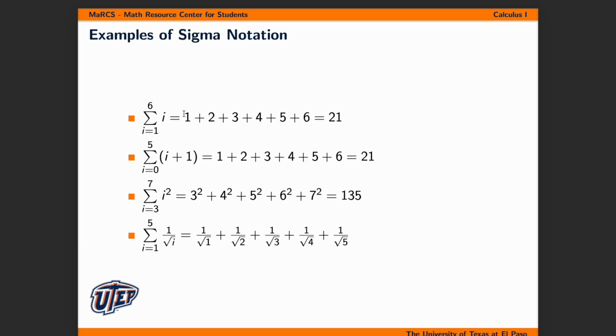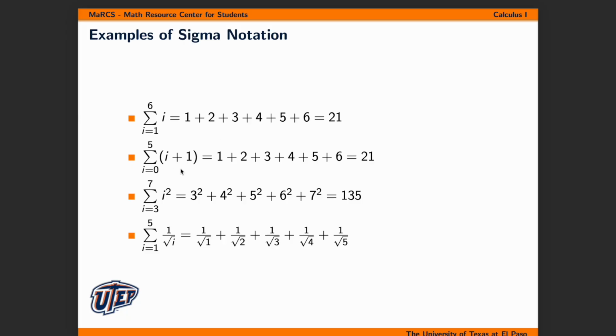We have some examples of sigma notation. We are taking the sum of i from i equals 1 up until 6. Our first term, i, will be equal to 1. The second one, i is equal to 2. The third, i is equal to 3, up until 6. So the sum, 1 plus 2 plus 3 plus 4 plus 5 plus 6, is equal to 21.